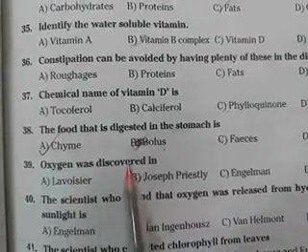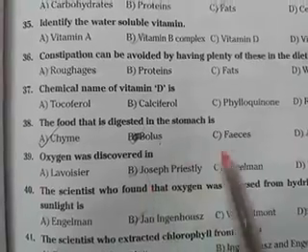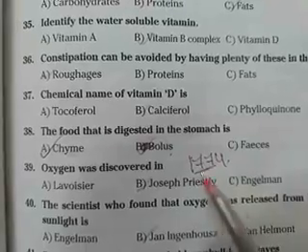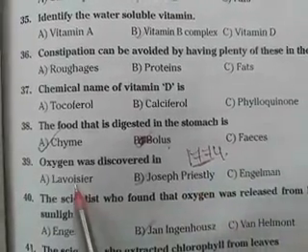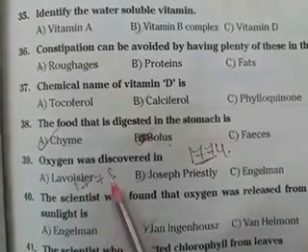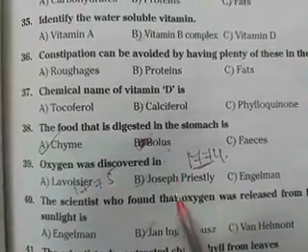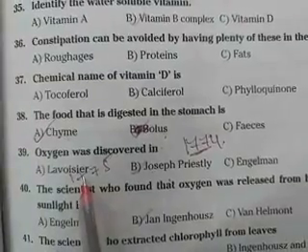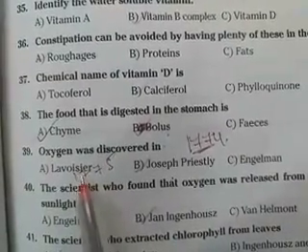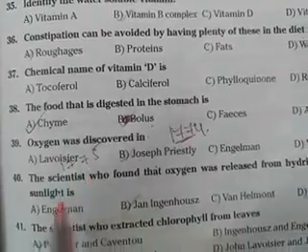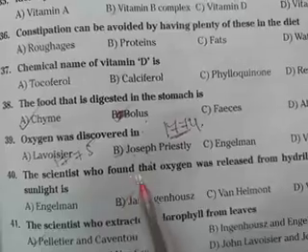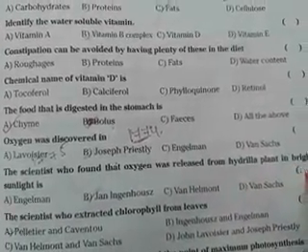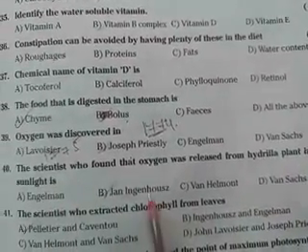Next, 39. Oxygen was discovered by Joseph Priestley in the year 1774. But the name oxygen was given by Lavoisier in the year 1775. Okay, oxygen was discovered by Joseph Priestley in 1774. The name oxygen was given by Lavoisier in 1775. 40th bit. The scientist who found that oxygen was released from hydrilla plants in bright sunlight: Jan Ingenhousz.